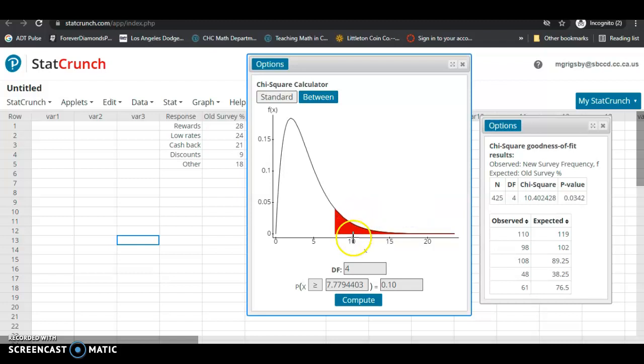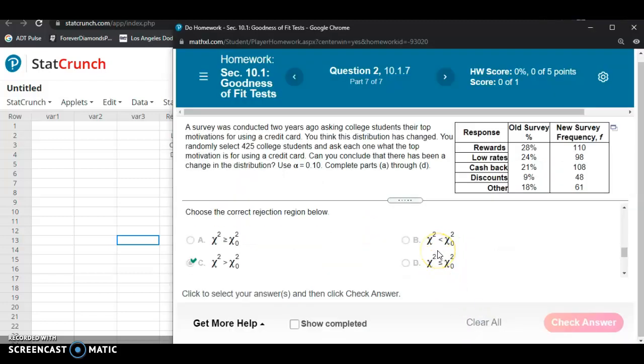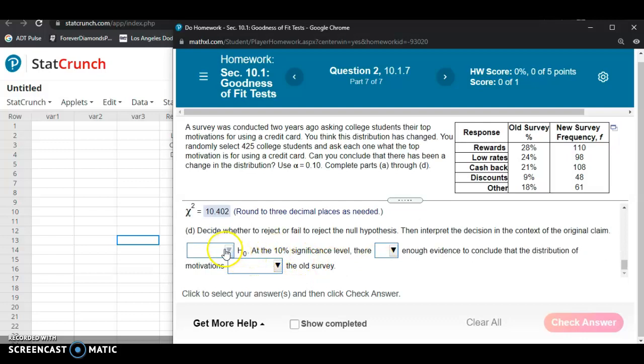It's somewhere right here. It's in the rejection region. This is the cutoff for the rejection region, which was 7.779. That's the cutoff, that was our critical value. So the test statistic of 10.402 puts it in the rejection region, which means we reject the null hypothesis.